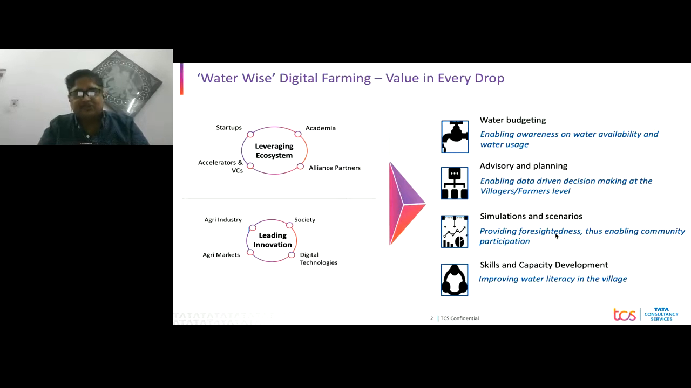And the second one is in Australia, in New South Wales, where Water New South Wales is the custodian of water resources.